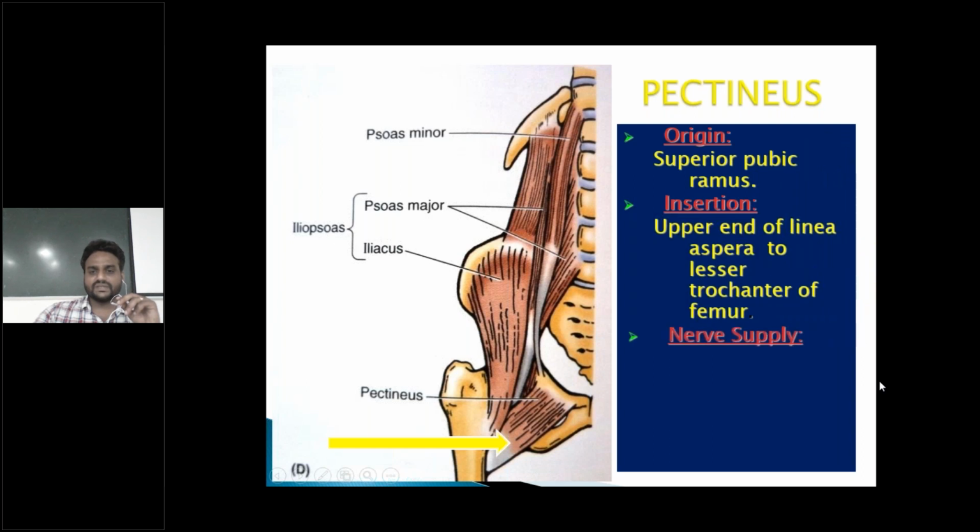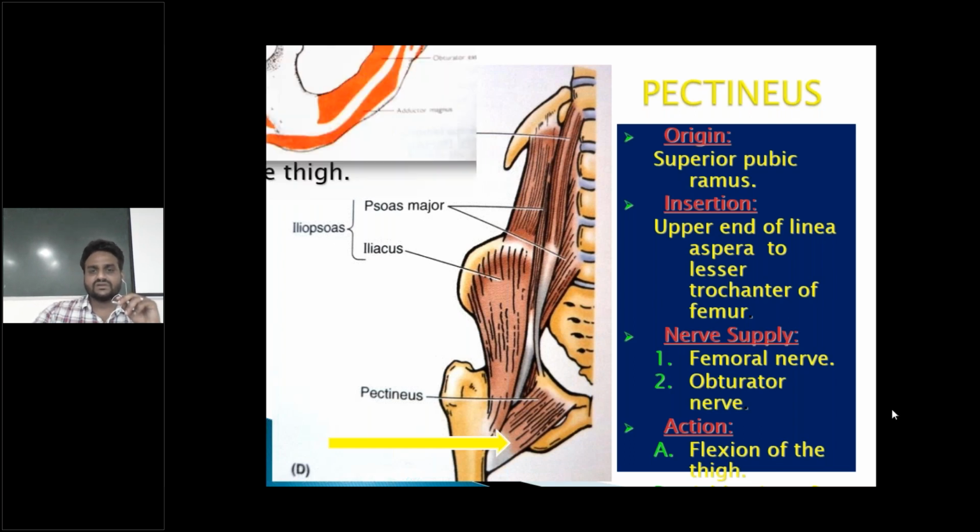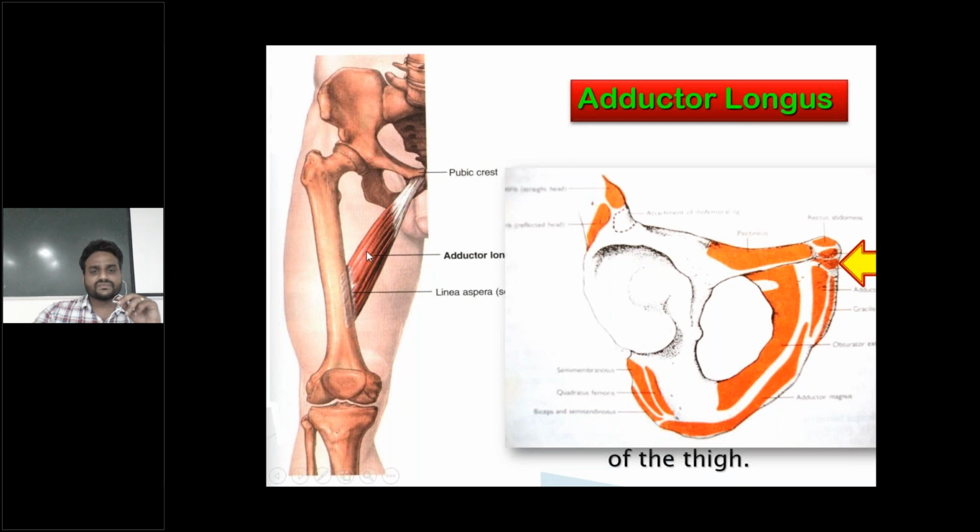These are the details about the pectineus: origin, insertion, nerve supply, and action. This is one muscle. And the second muscle is the adductor longus. Whatever you see here in this picture, this is the adductor longus.